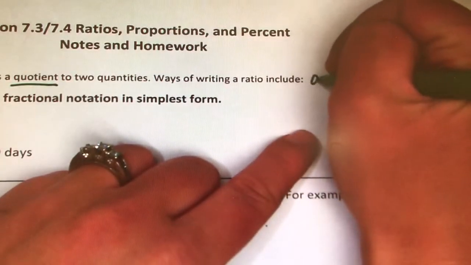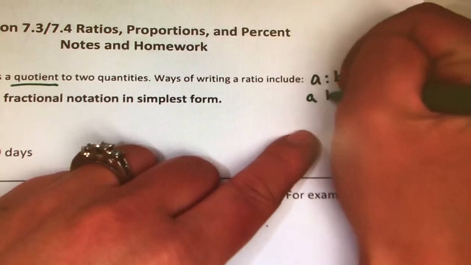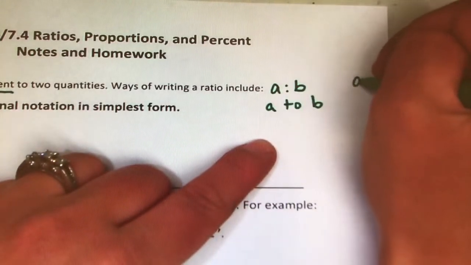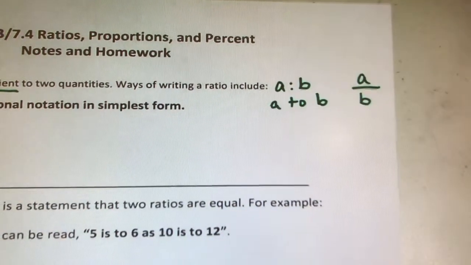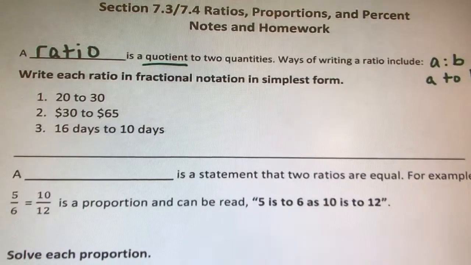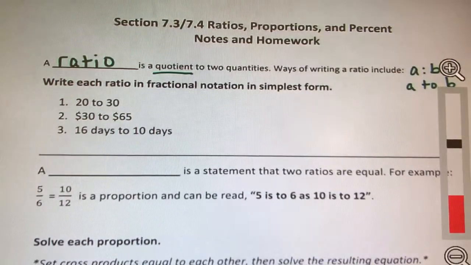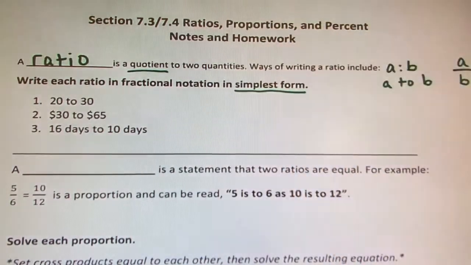You may have seen them like this, A to B. We can write it as A:B. Or we can write it as A divided by B, which is the way we're going to be writing it today, as a quotient. If you remember, a fraction is like a division problem, so that's how it will be a quotient. So the first part says, write each ratio in fractional notation in simplest form. That just means write it as a fraction and make sure it's simplified.